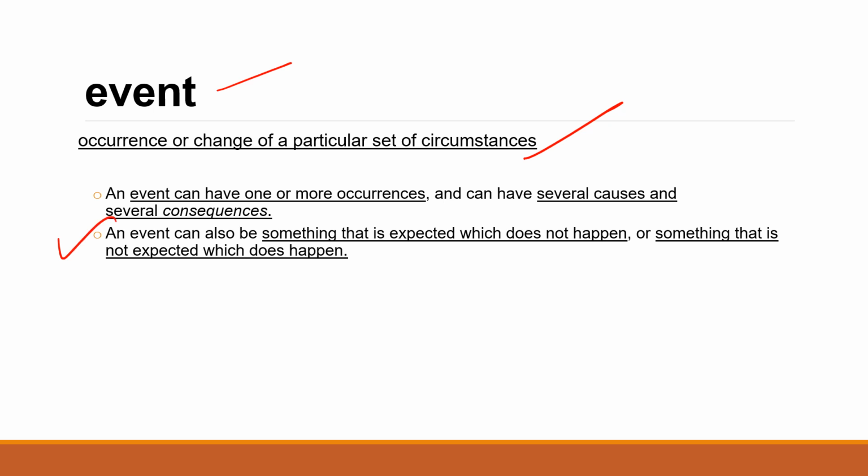An event can also be something that is expected which does not happen, or something that is not expected which does happen. An event can have one or more occurrences and can have several causes and several consequences. Please be clear about these terms, because that will help you develop a good understanding of risk management. So, what is an event? An event is an occurrence or a change of a particular set of circumstances, and it can also be something expected that does not happen, or something not expected that does happen.